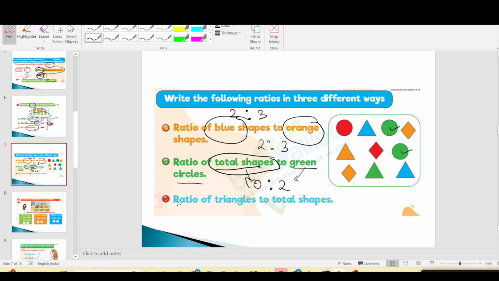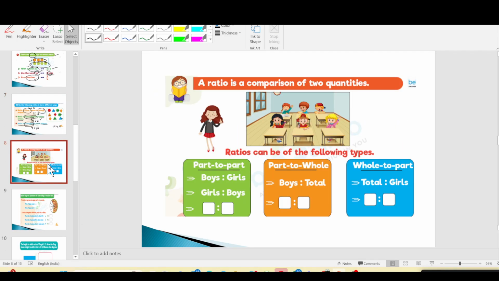What is the ratio of triangle to total shapes? How many triangles are there? So there are one, two, three, four. Okay, four. And total shapes we just counted was 10, right? So the ratio of triangle to total shapes is 4 to 10. If I write 10 to 4, it would be wrong. We will see why order matters. We'll see that with the help of an example.